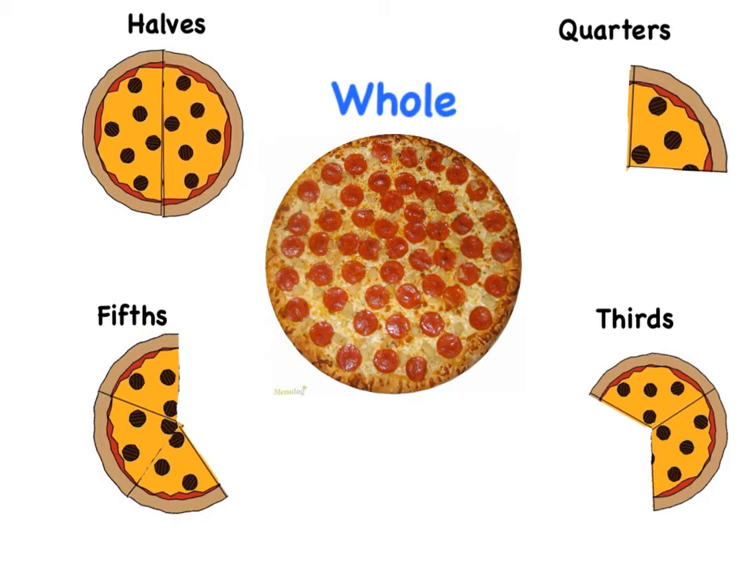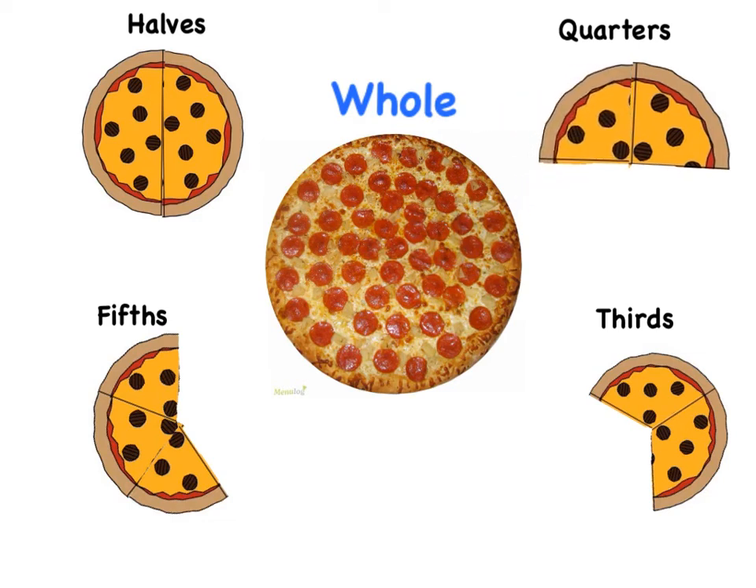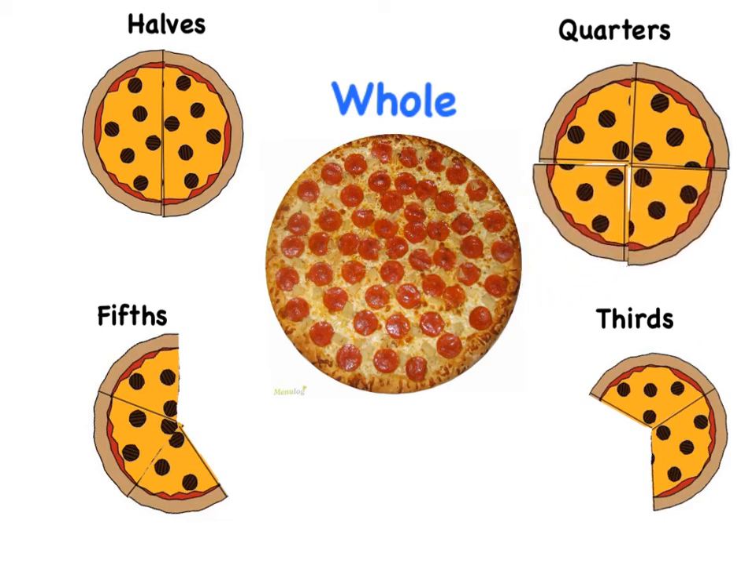Let's look at quarters. Okay, so I have 1/4 of my pizza here. Now I know that for a pizza to be cut into quarters, I need 4 equal pieces. I have 1 piece. So how many pieces am I missing? 1, 2, 3 pieces are missing for me to create one whole pizza that has been cut into quarters.